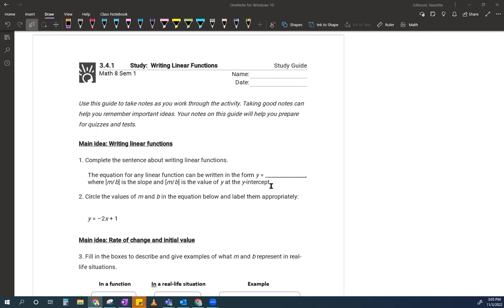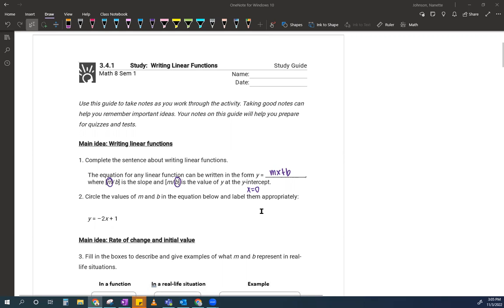This is an equation that keeps coming up, Ms. Johnson. It's very popular. Yes, and actually it keeps being popular in 9th grade and 10th grade, 11th grade, 12th grade, and continuing on. Where m is the slope and b is the y-intercept. And if you remember, y-intercept just means x equals 0, okay? So circle the values of m and b in the equation and label them appropriately.